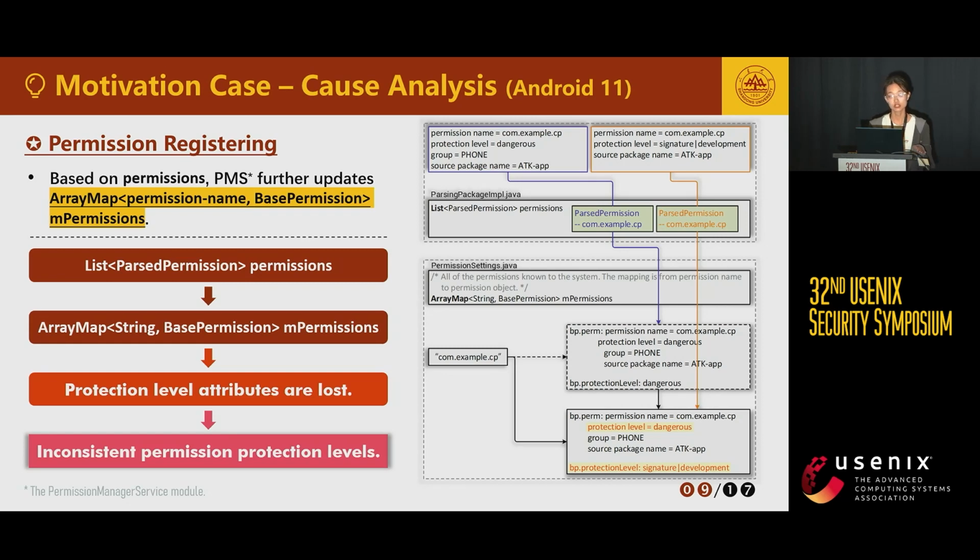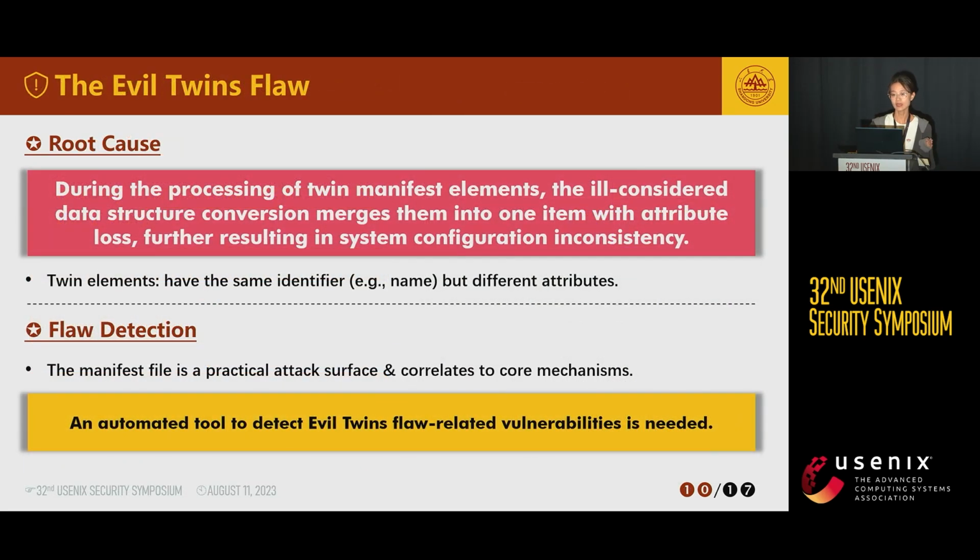Due to the time limitation, I cannot give more details here. You can read our paper for the complete analysis. So based on the design of the Android OS, we found that the root cause behind this is a new category of vulnerabilities called the evil twins flaw. To generalize, when the system processes twin manifest elements, the defective data structure conversion merges them into one item without considering the duplication issue. As a result, the important attributes are lost, causing system configuration inconsistency.